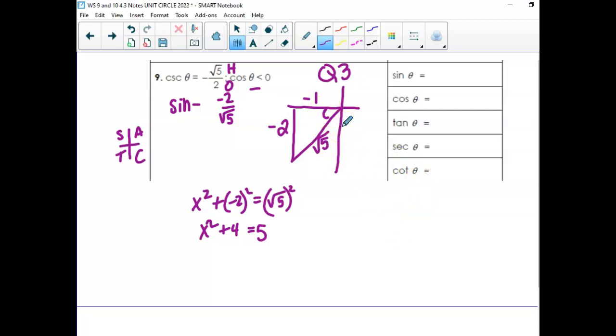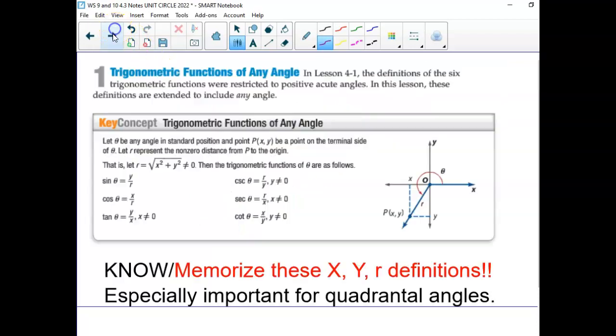Could you finish that if you had to? All right, let's move on. These are really, really important definitions eventually, starting today.